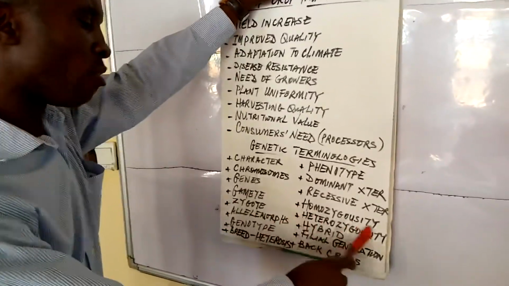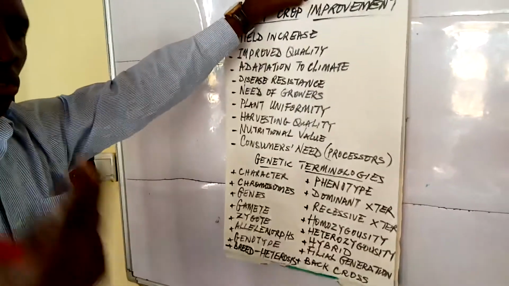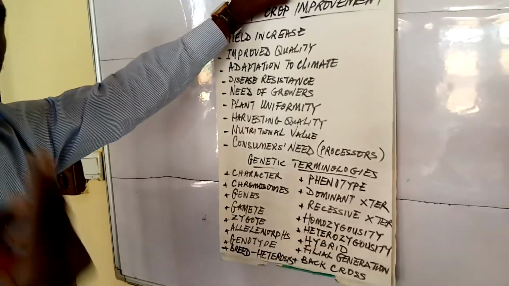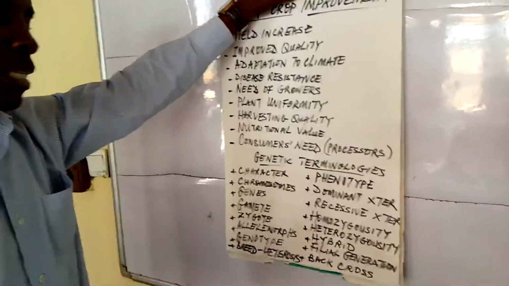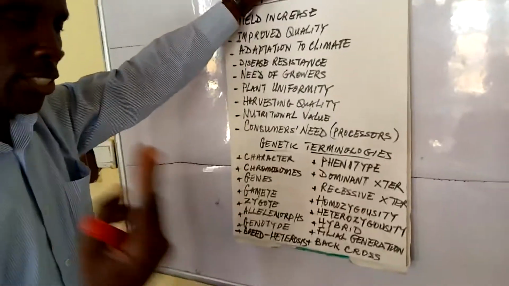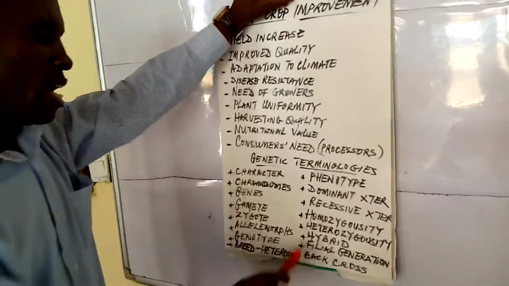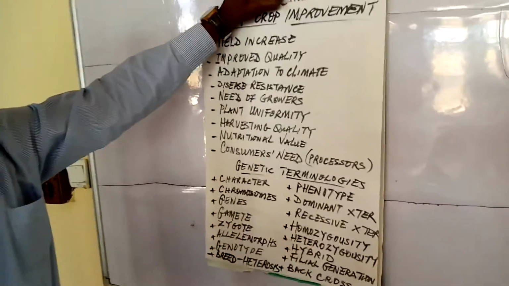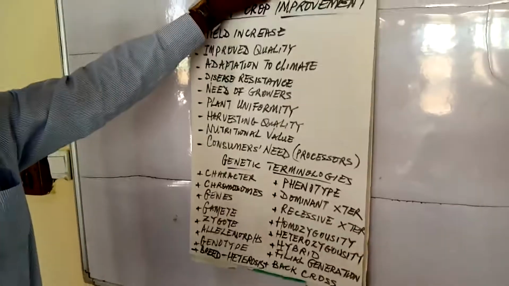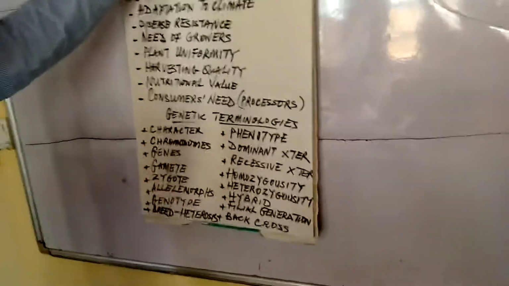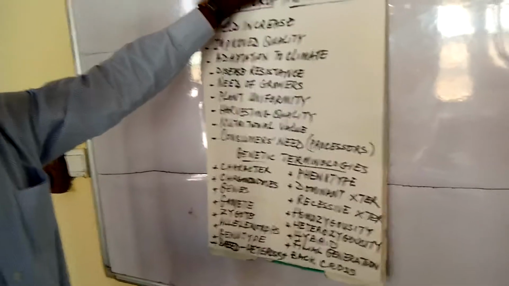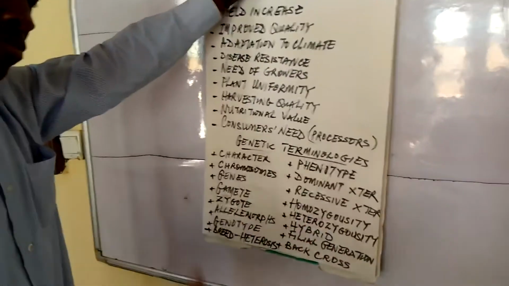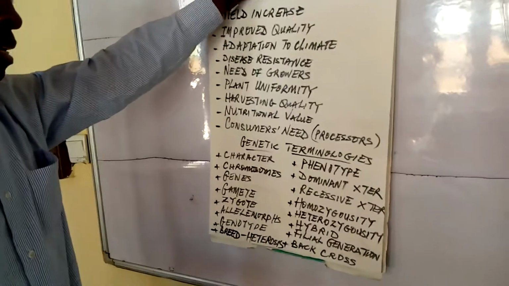Then homozygosity is when two genes of the same character appear together on the same point on the chromosome. Similar genes appearing on the chromosome. Heterozygosity is when two genes that don't have the same character, controlling different characters, appear on the chromosome. So homozygous, similar genes. Heterozygous, different genes occurring on the same point of the chromosome.